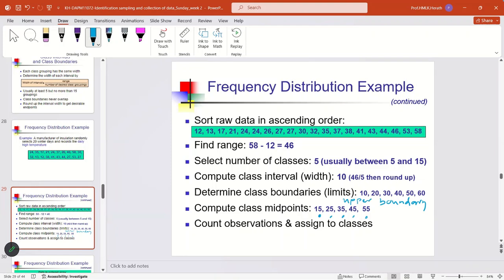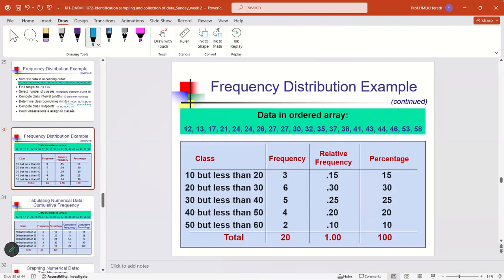Right. This is the way we do it. Take a look at the classes. 10 but less than 20 is the first class. 20 but less than 30, the second one. 30 but less than 40 is the third one. 40 but less than 50 is the fourth one. 50 but less than 60 is the last one.